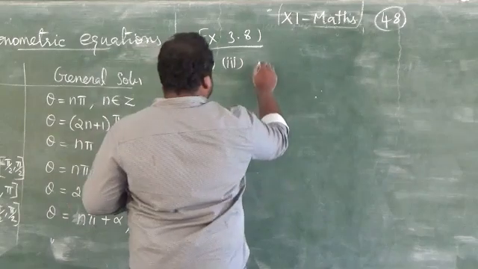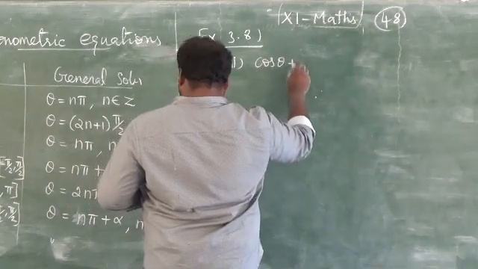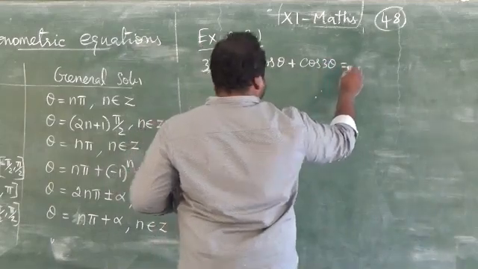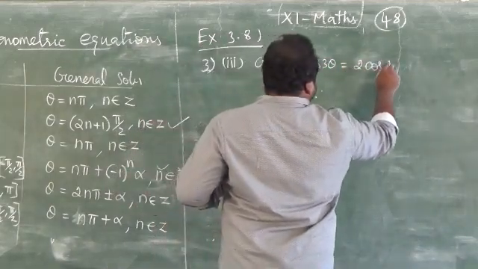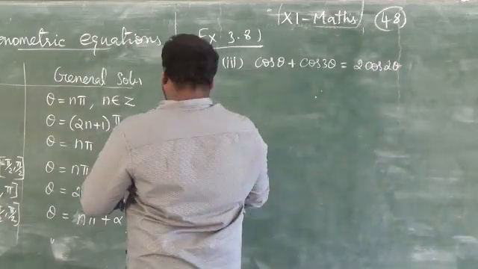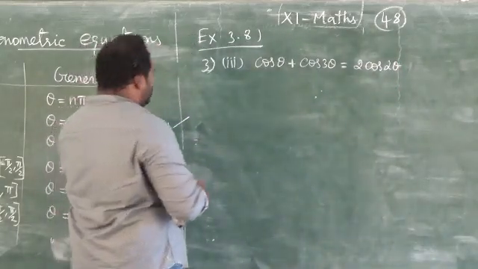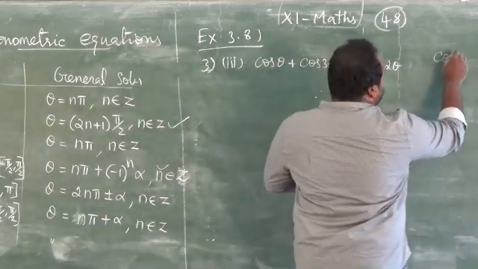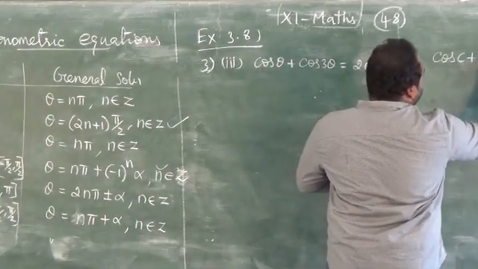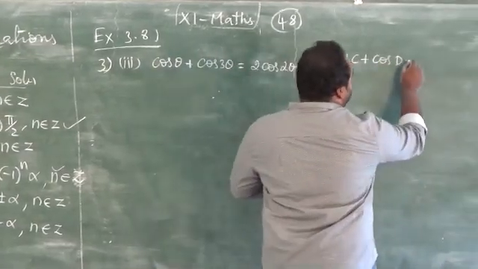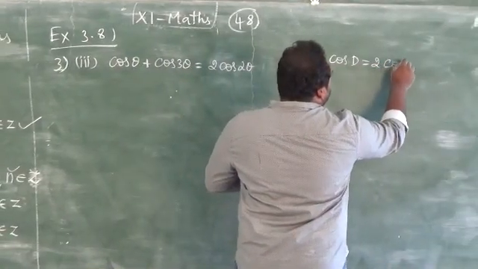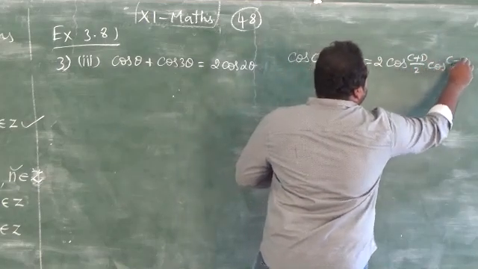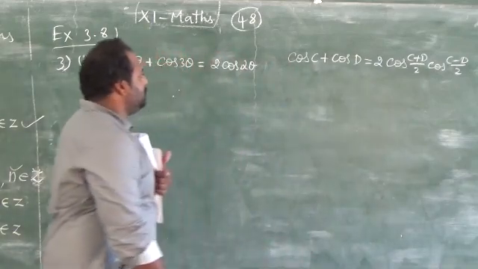cos theta plus cos 3 theta equal to 2 cos 2 theta. Here I am going to use this formula, cos C plus cos D. The cos C plus cos D formula is 2 cos (C plus D by 2) cos (C minus D by 2). This formula I am going to use here.